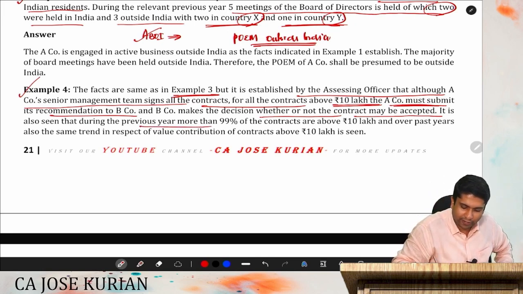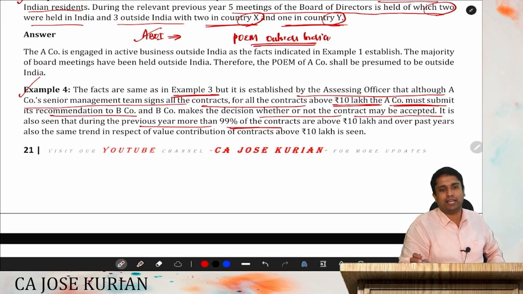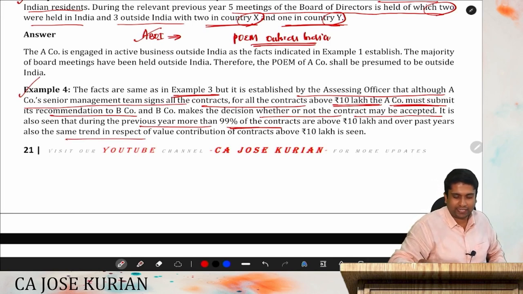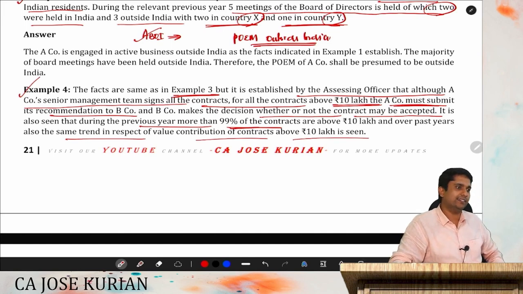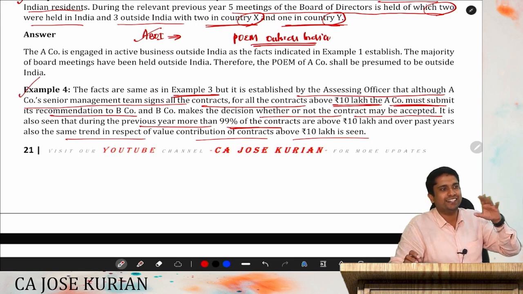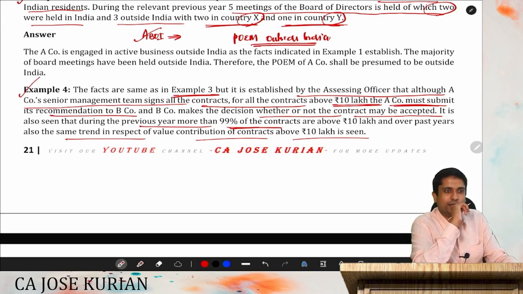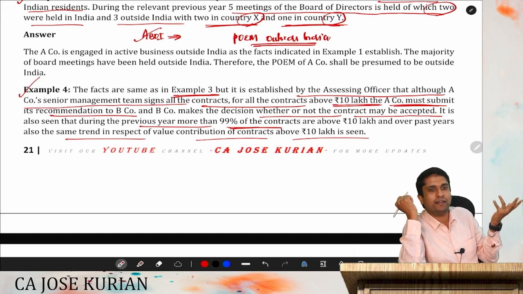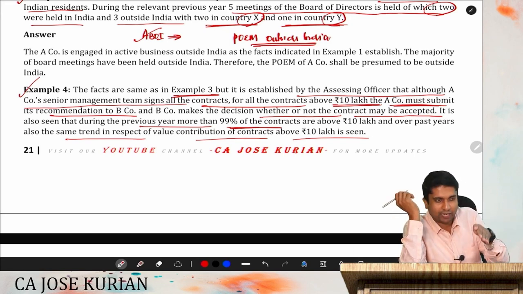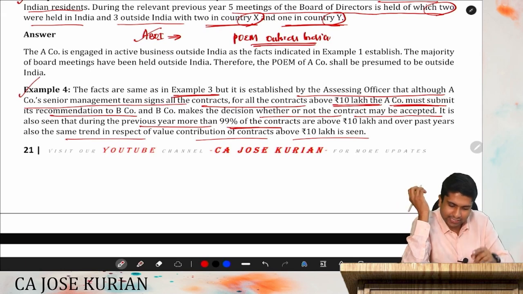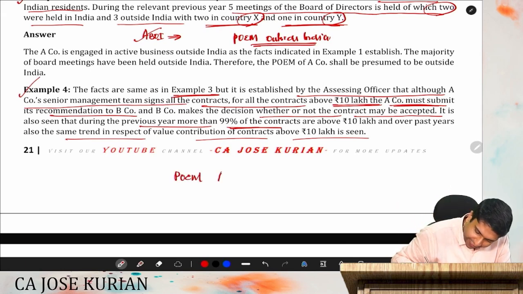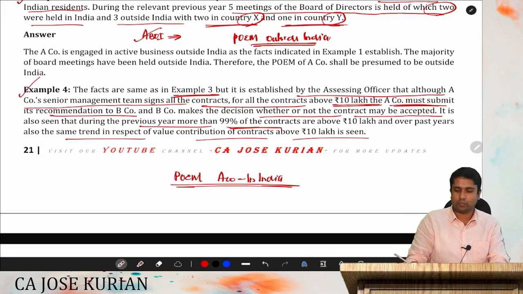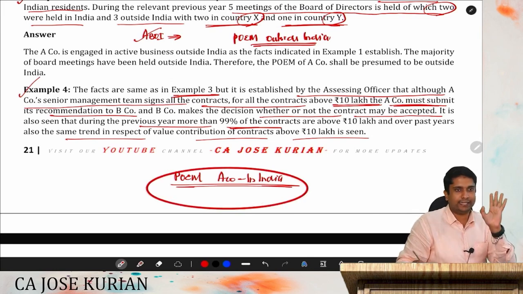It is also seen that during the PY, more than 99% of the contracts are above 10 lakh. And over past years also, the same trend in respect of value contribution of contracts above 10 lakh is seen. For the past years also, majority contracts are above 10 lakh. That simply means what? Board of directors of ACO are dummy, because actual decisions are made by BCO, because ACO has to submit a recommendation to BCO. Yes or no? And you tell me, even though the majority board meetings are held outside India, here the actual decision maker is an Indian company, and hence POEM of ACO should be in India. You got my point or not? In that case also, the department will say POEM of that particular company is in India.